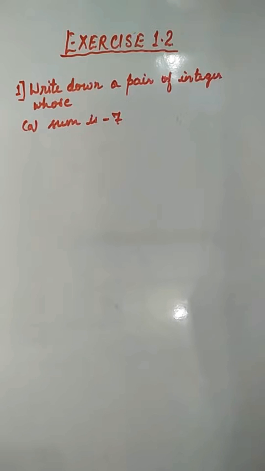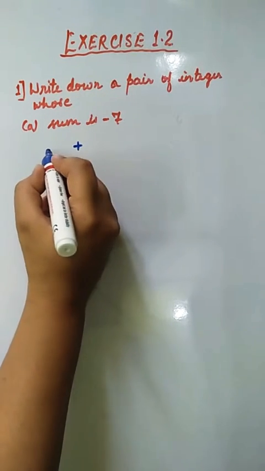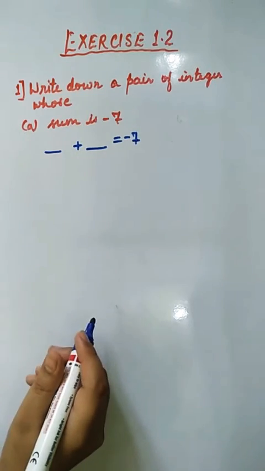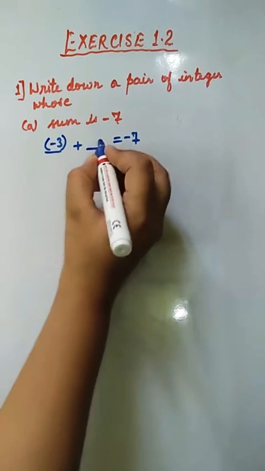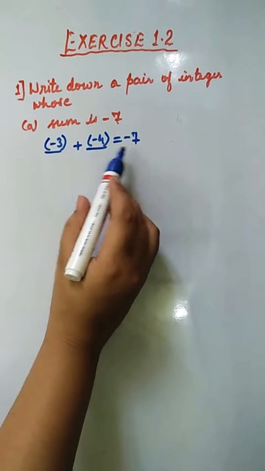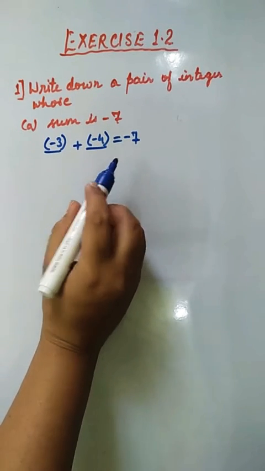So as you can see on the board already I have written the first question. The first question is write down a pair of integers whose sum is -7. So sum means a plus sign should be in between. So you have to write two integers whose sum is -7. Which numbers can you write? -3, -4. Understood? -3 plus -4 will be equal to -7 because plus minus will become minus.